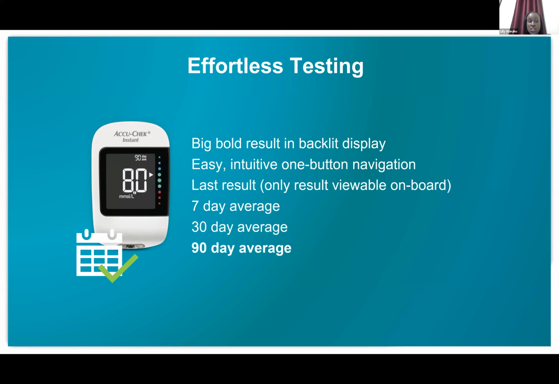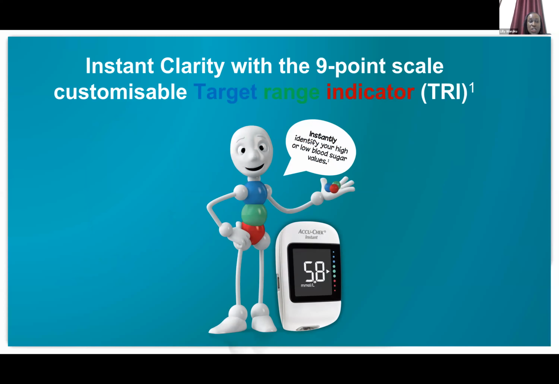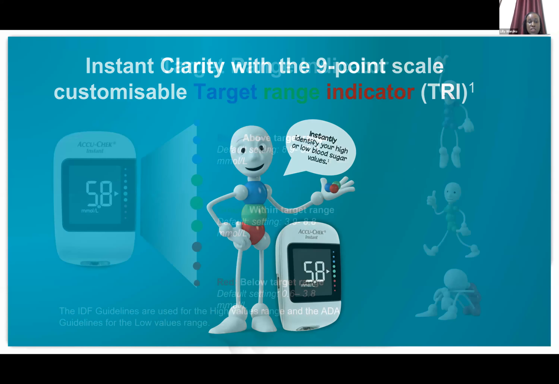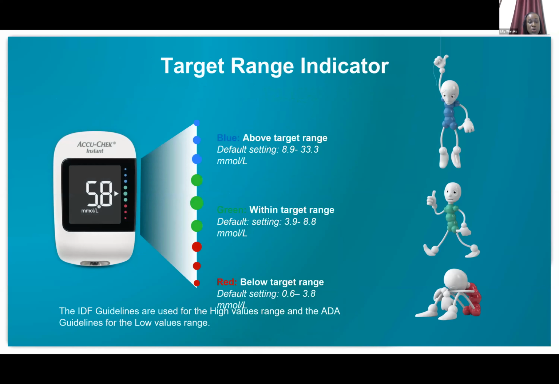So a patient can essentially look at an A1C with our meter. So they're able to see how their sugar control has been for the last 3 months. So AccuCheck Instant comes with instant clarity with a 9-point scale, customizable for the patient, or what we call the target range indicator. So when we developed this meter, we looked at a Carascope where patients were able to quickly identify their sugar and make sense.